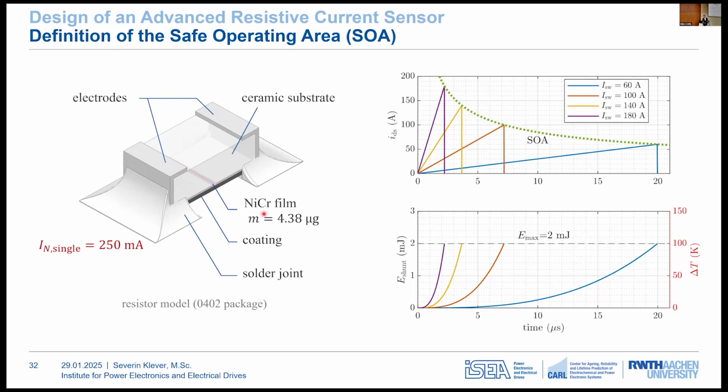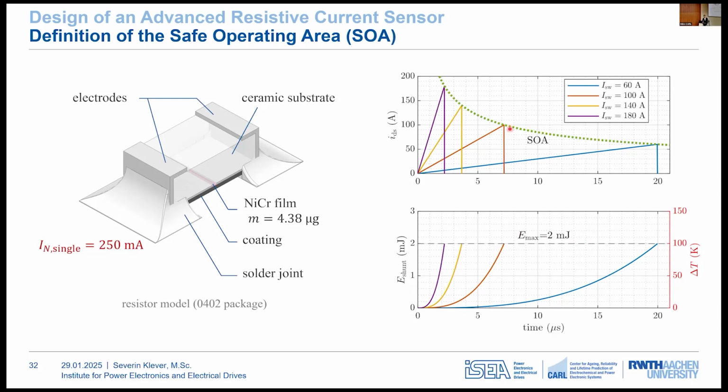And you can see that the resistive element is a 4 microgram nichrome film on a ceramic substrate. And this element was evaluated using its specific heat and the energy dissipated during the test. And this allowed me to calculate a safe operating area, the SOA, for the shunt, which is limited to a maximum temperature rise of 100 Kelvin, corresponding to an energy loss of 2 millijoule.